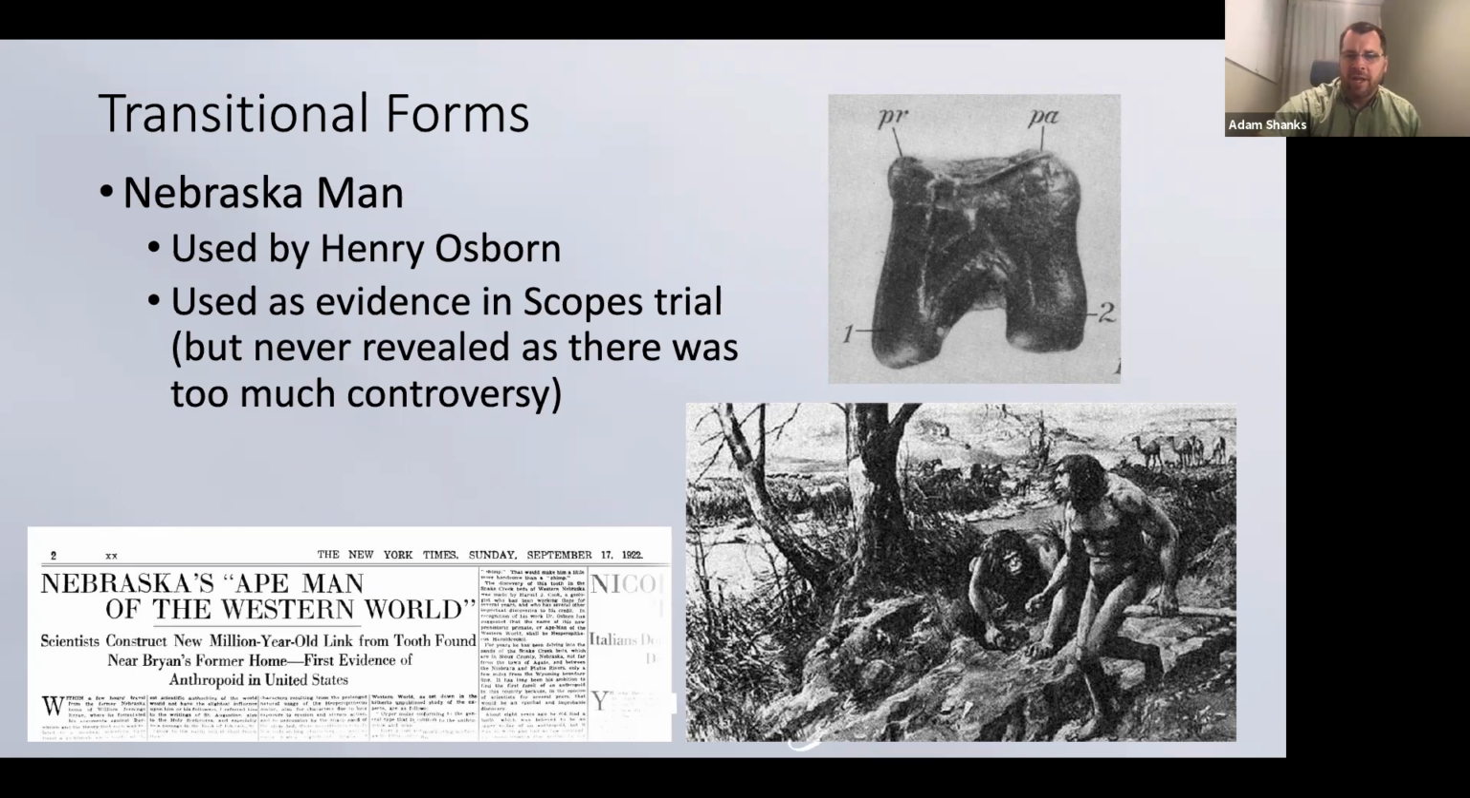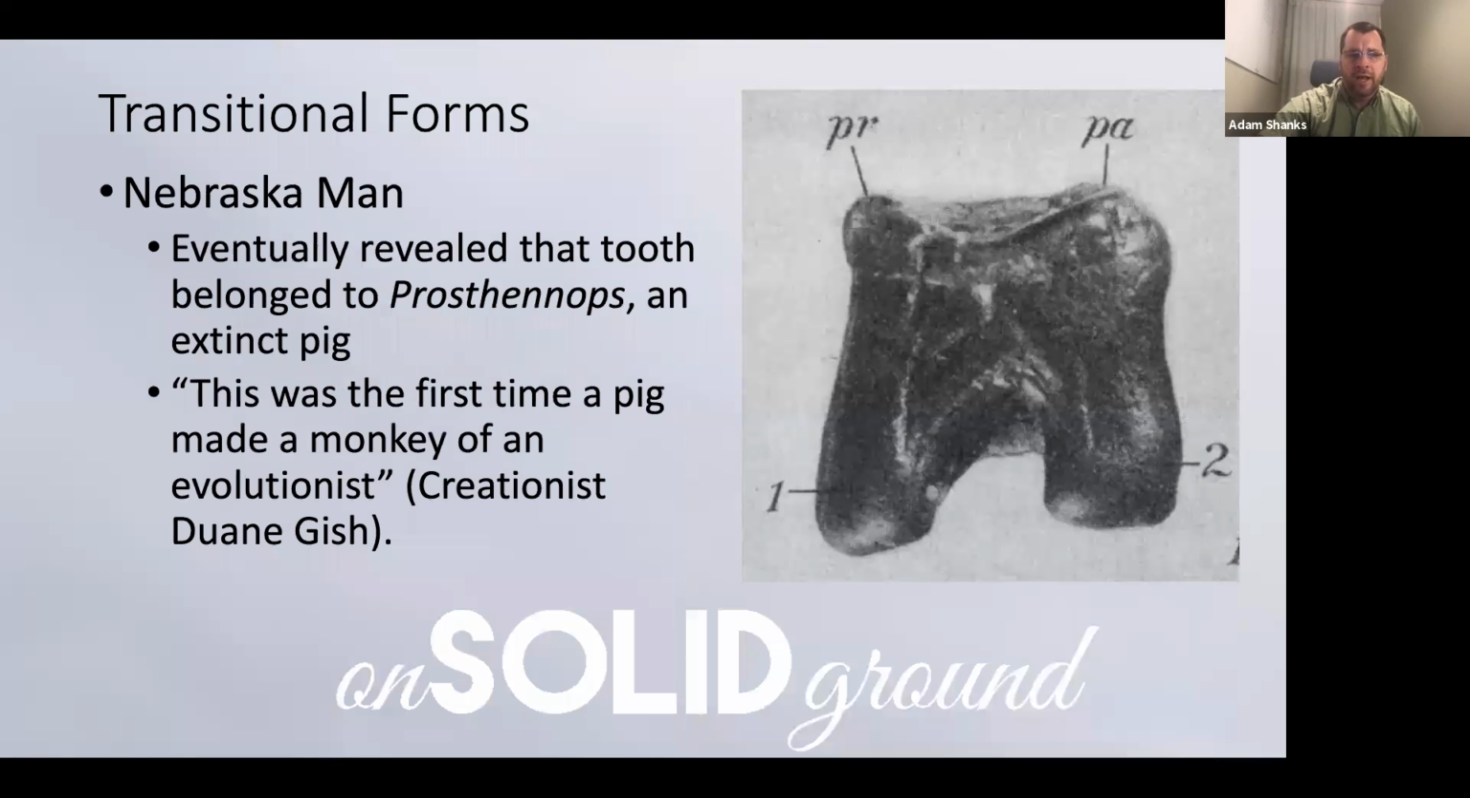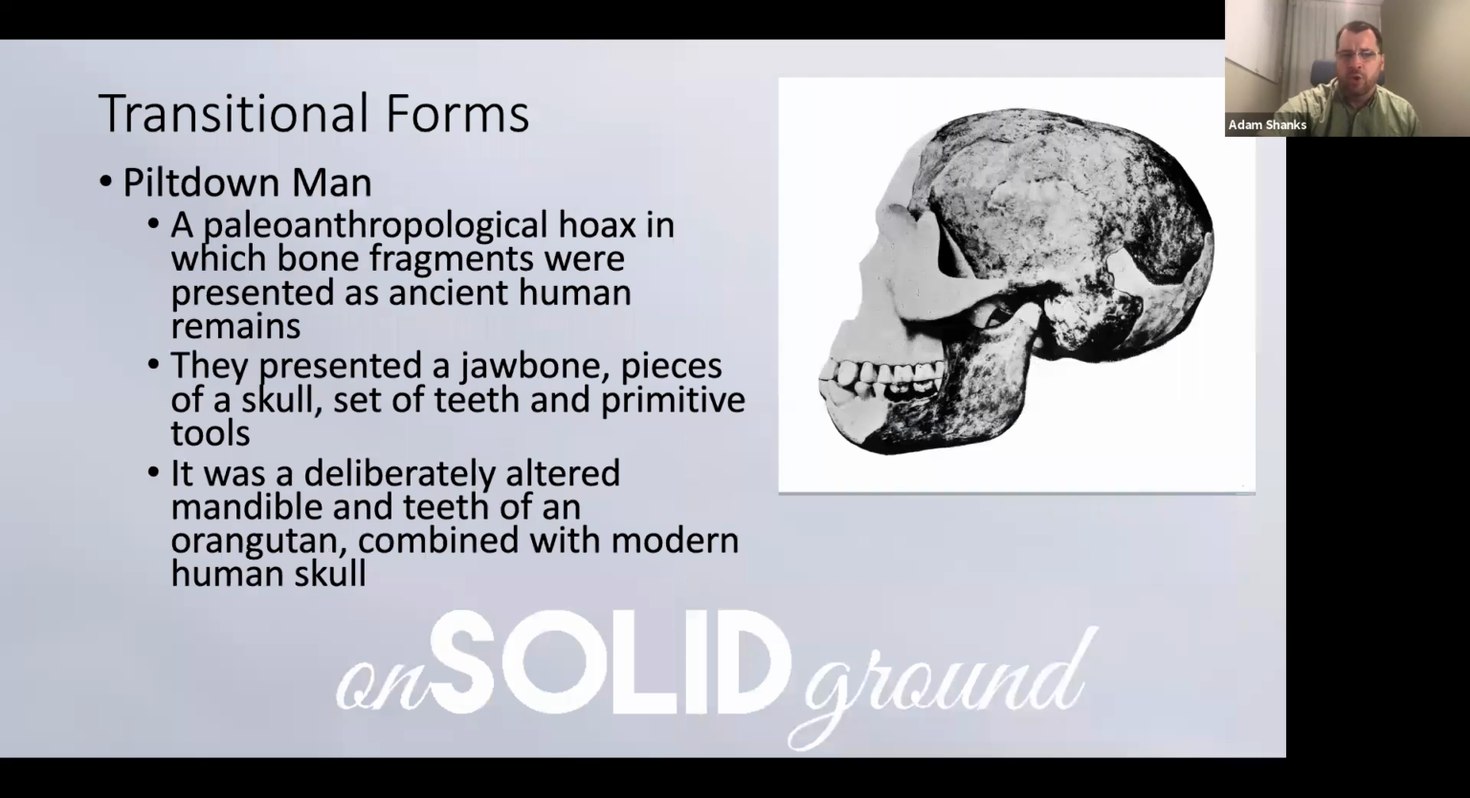But look how many, have any of y'all ever heard of the Nebraska man? It's still in textbooks today. But it was proven to be a hoax put out by Henry Osborn back in the 20s, and it was revealed to be a tooth of a pig. The Piltdown man was another fossil that they found that they thought was transitional, but they found out that it was actually the mandible, the jaw of an orangutan with a modern human skull, and it was not at all what it was being presented to be.